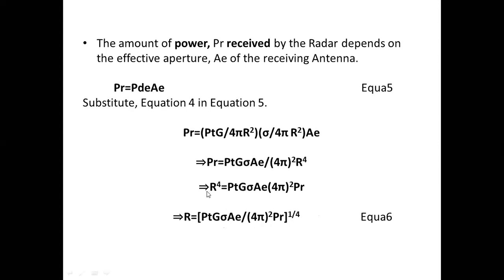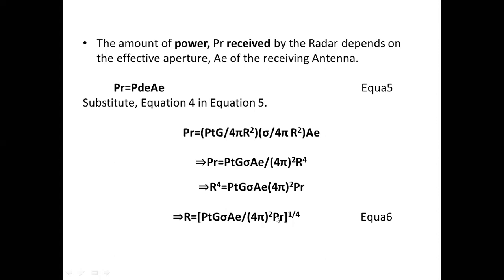Now modify this equation. So PR equals PT G sigma A by (4 pi) whole square into R to the power four. So finally we are getting PR equal to PT, the transmitter power, G the gain of the transmitting antenna, sigma the radar cross section, and A the effective aperture area of the receiving section, divided by 4 pi r square. That means free space propagation.